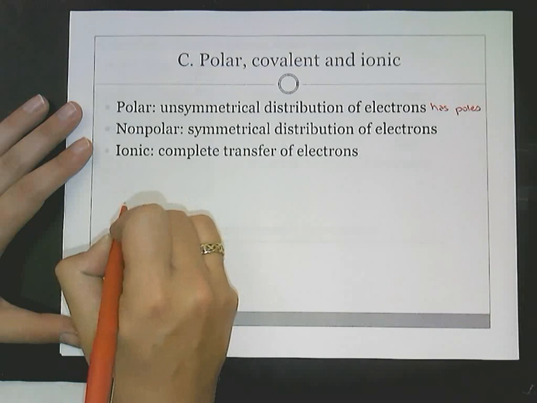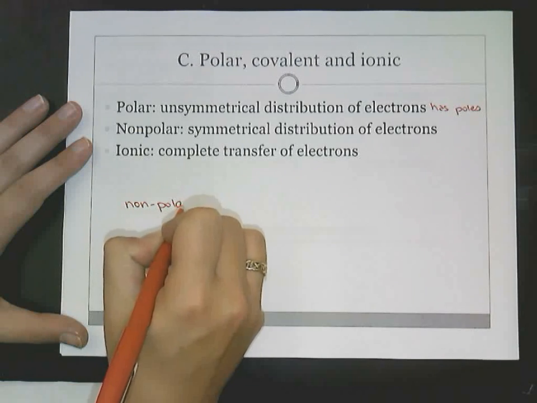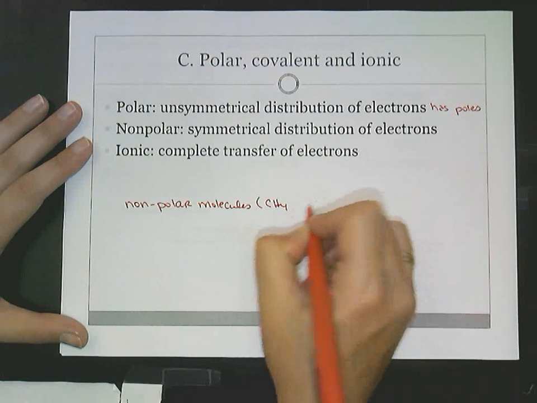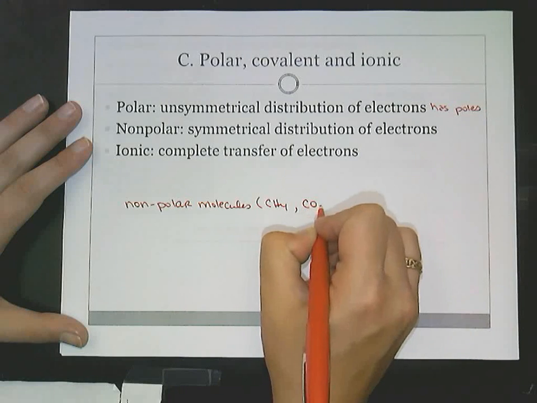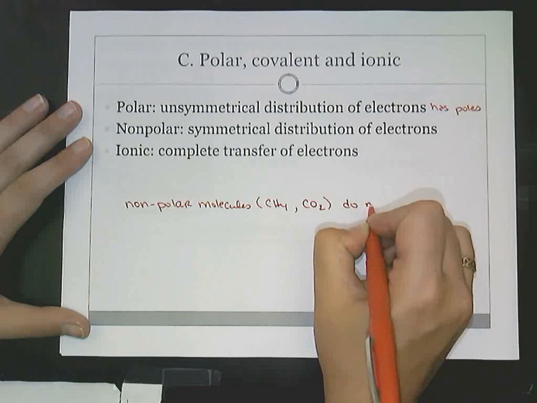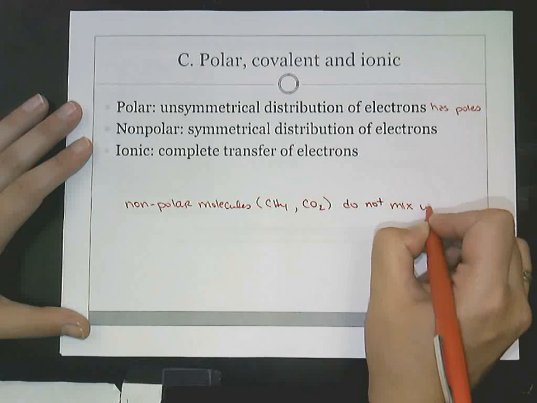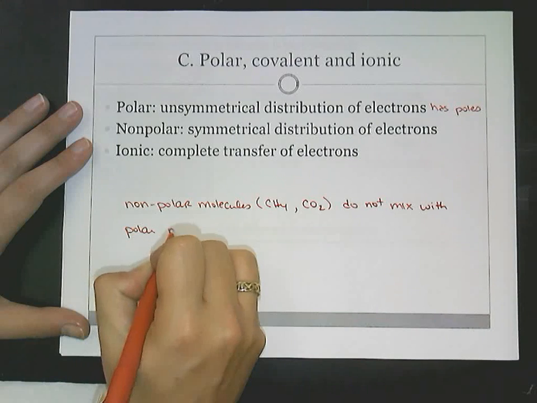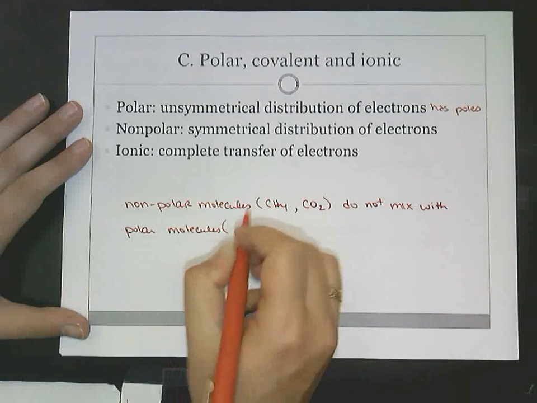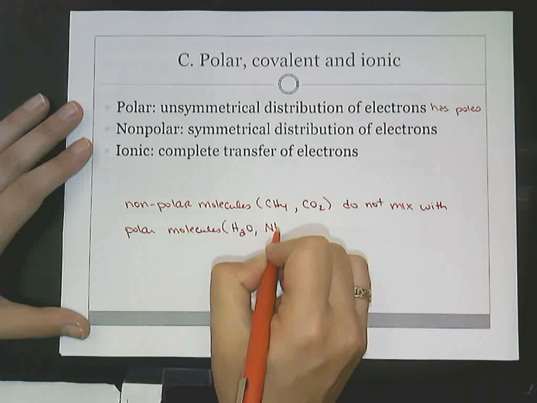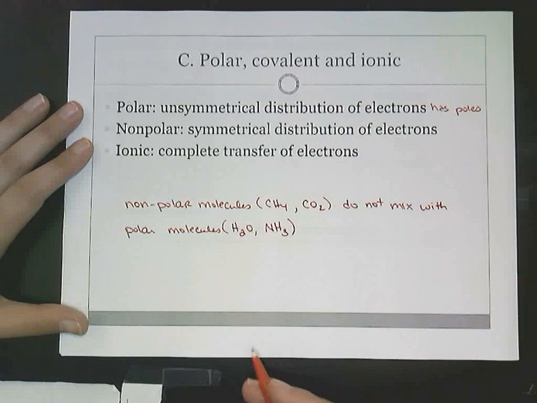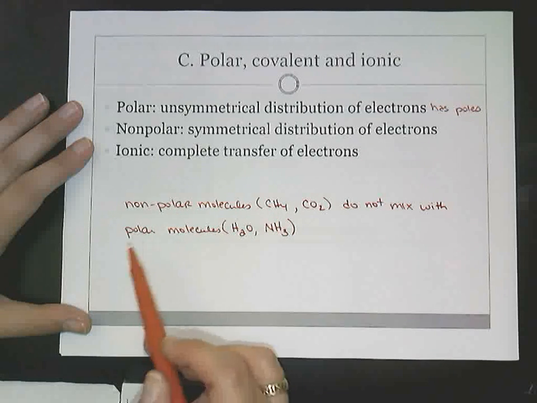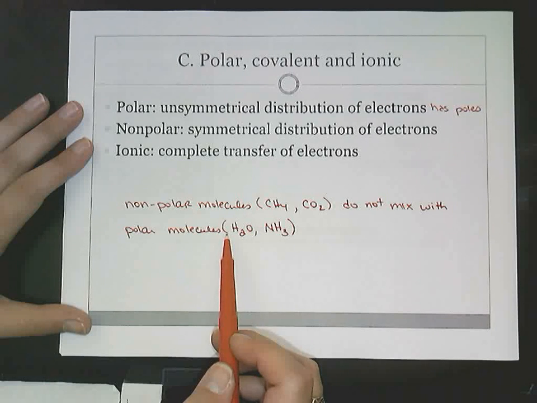And so nonpolar molecules, such as the CH4 we saw earlier, or the CO2, do not mix with polar molecules, such as water or NH3. And you know this already, you just didn't call it that, right? Nonpolar would be things like oil. Oil is a version of CH4. That's not going to mix with water. So these are two different types of polarities that don't mix with each other.